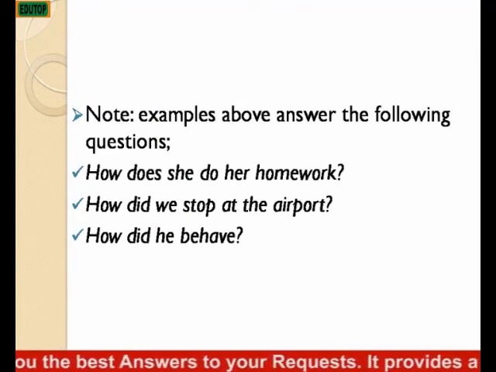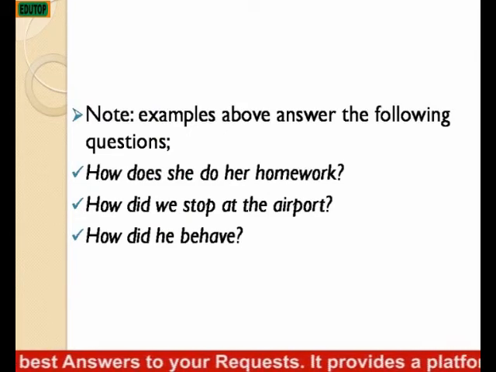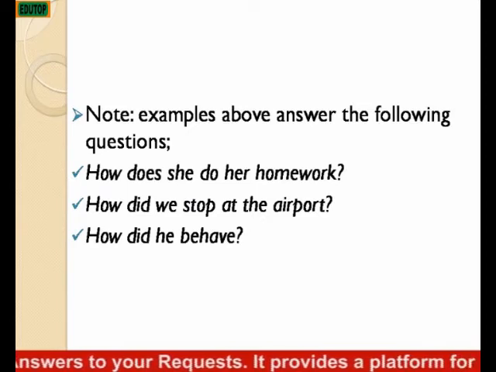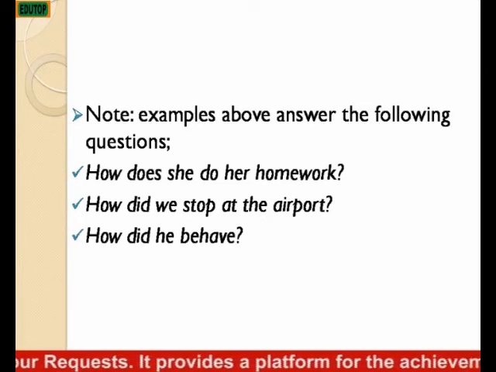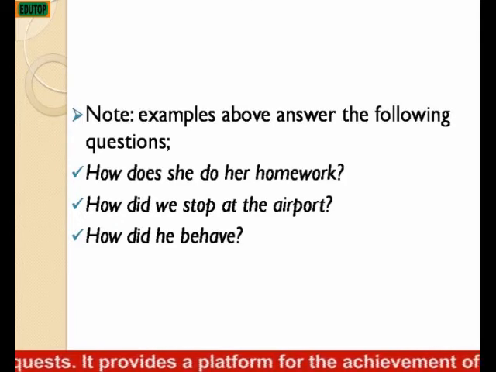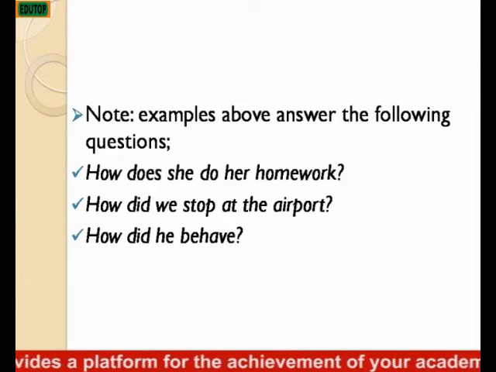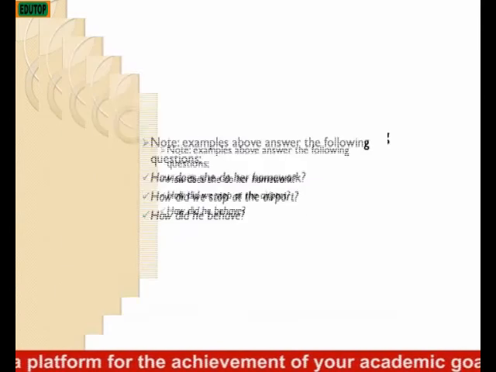How does she do her homework? And the answer is, she does her homework hastily. How did we stop at the airport? We quickly stopped at the airport. How did he behave? He behaved manly.